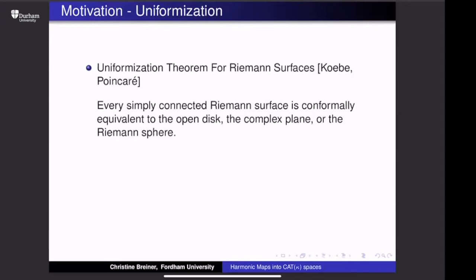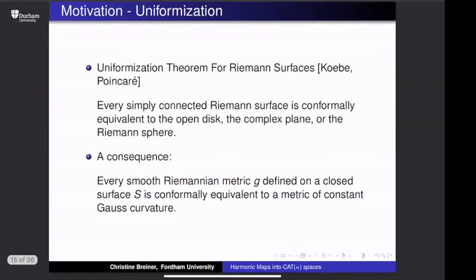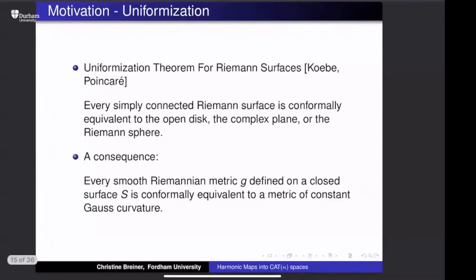So a uniformization for CAT(kappa) spheres in particular. The uniformization theorem for Riemann surfaces is well known. If we have a simply connected Riemann surface, it is conformally equivalent to the open disk, the complex plane, or the Riemann sphere. And then, if you have a smooth Riemannian metric g defined on some closed surface S, then you can show that you're conformally equivalent to a metric of constant Gauss sectional curvature. So that's our first motivation.